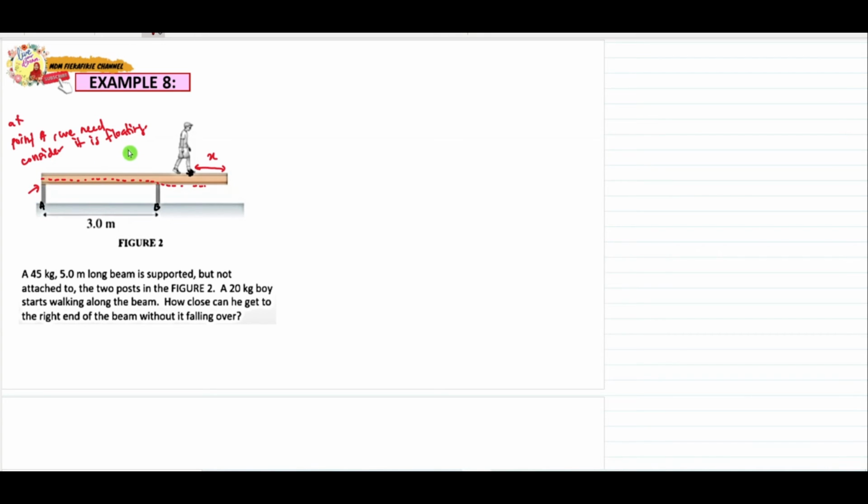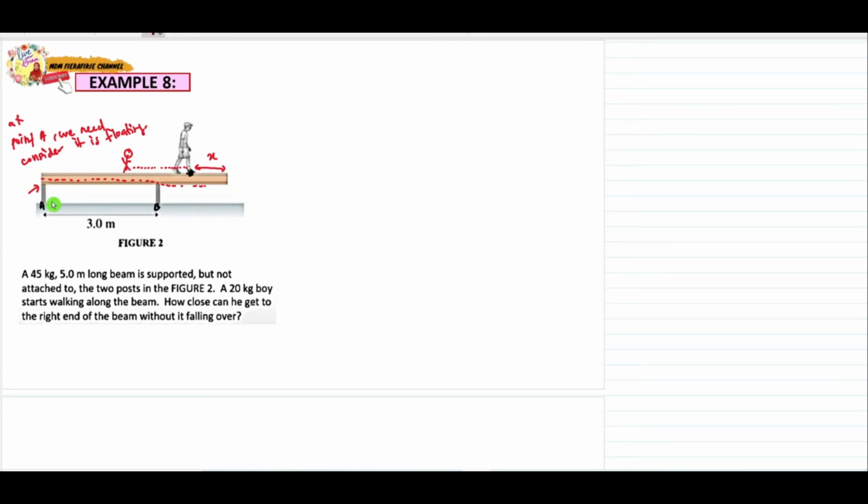Contoh kalau awak jalan daripada sini, you start to walking here until certain point. We consider at this point, the beam start to float. The beam start to float at point A. Kalau dia jalan ke depan lagi, move forward lagi, what happen? The boy will falling over. Boleh. Okay, so we need to consider.